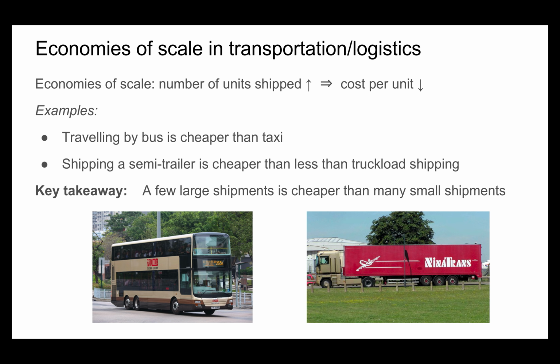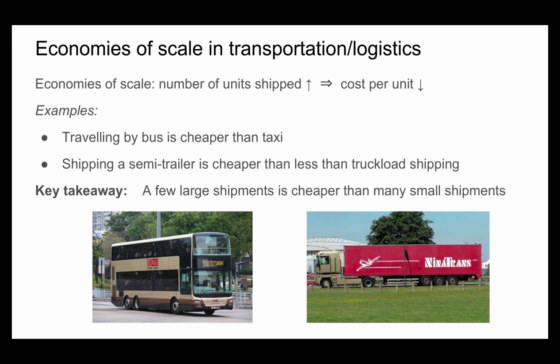At this point, let's take a short detour to discuss economies of scale in transportation. What economies of scale refers to is that as the number of units shipped increases, the cost per unit shipped decreases. In real life, this of course continues up to some limits. It can't continue forever. Anyhow, let's look at 2 examples of economies of scale in action.